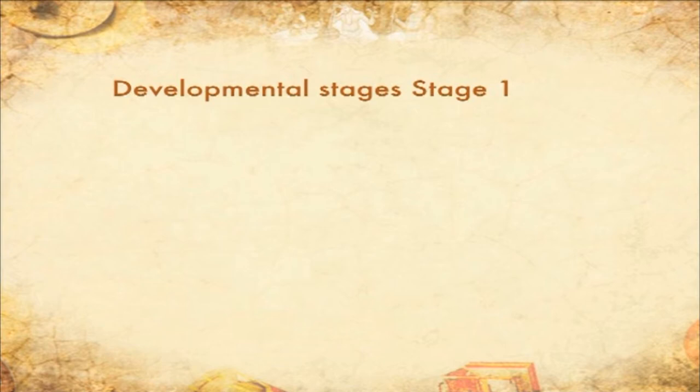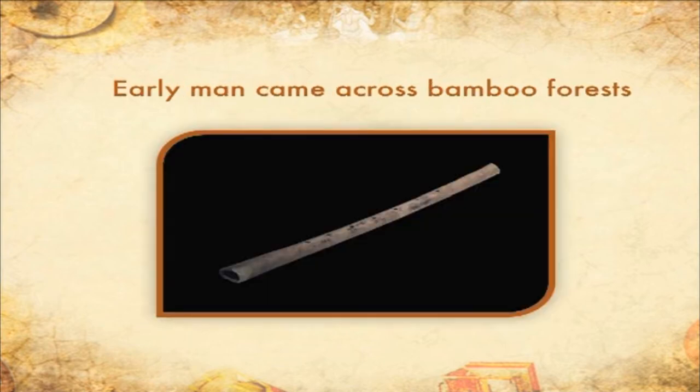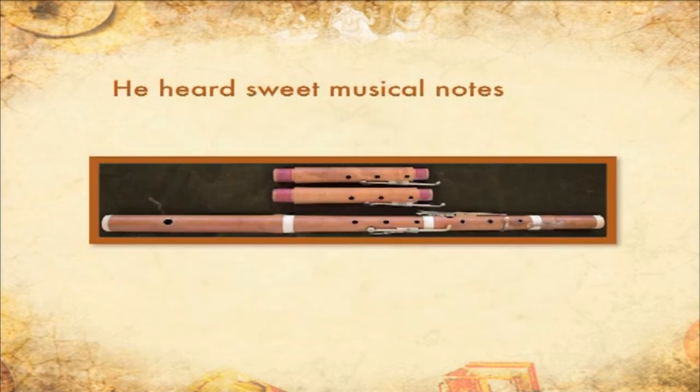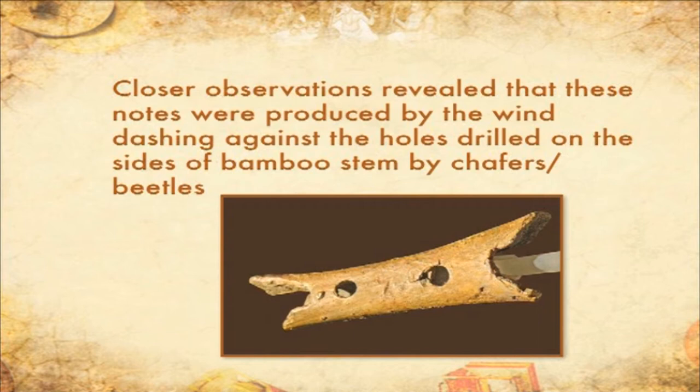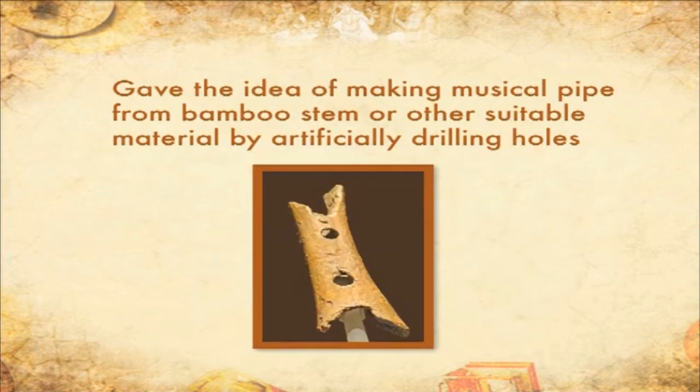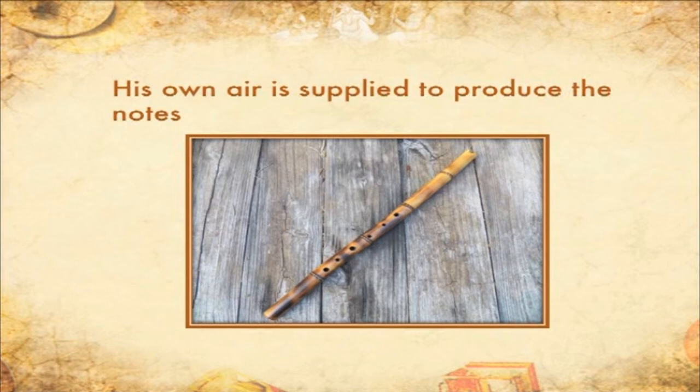Stage 1. The early man, in sojourning after the necessities of life, came across bamboo forests from whence he heard sweet musical notes. On closer observation, he found that these notes were produced by the wind dashing against the holes drilled on the sides of the bamboo stem by shafters and beetles. This gave him the idea of preparing a musical pipe by artificially drilling holes on the sides of bamboo stems or other suitable material and supplying his own air to produce the notes.